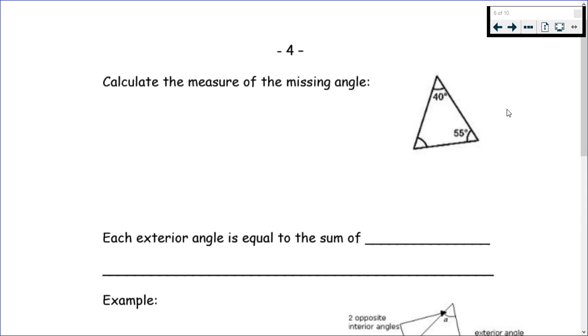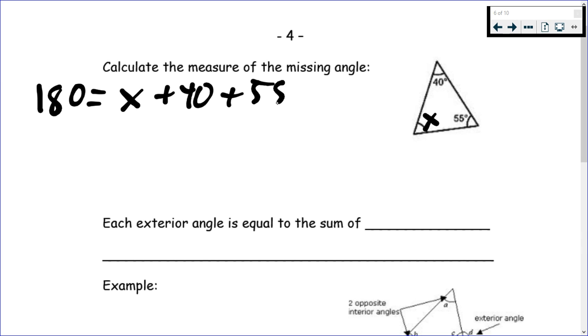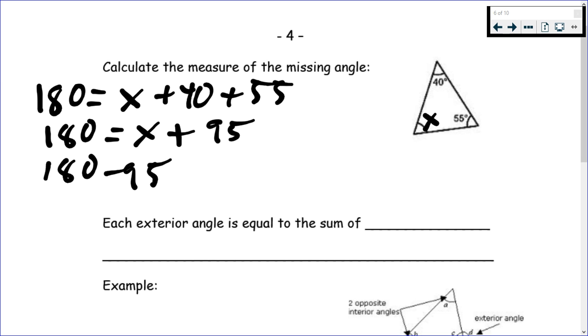Let's use that to calculate the measure of the missing angle. In this case, we know two of our angles. This one is missing. Let's just call it X. What do I know about the angles in a triangle? The interior angles, so the angles measured inside the triangle, have to add up to 180. So 180 equals X plus 40 plus 55. 180 equals X plus 95. 180 minus 95 equals X. Angle X equals 85 degrees.